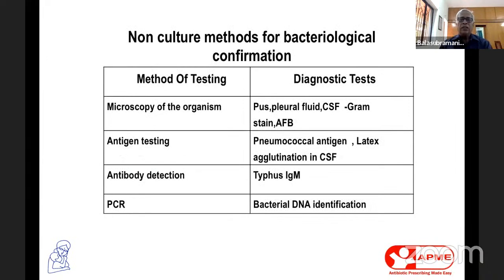There are several non-culture methods of bacteriological confirmation. What are they? You can do direct microscopy. For example, a Gram stain in the CSF will give you the diagnosis of pneumococcal meningitis. And in the pus, you may pick up pneumococcus. And AFB presence will always confirm tuberculosis. Similarly, antigen testing for pneumococcus, for meningococcus in the CSF might give you the confirmatory diagnosis.